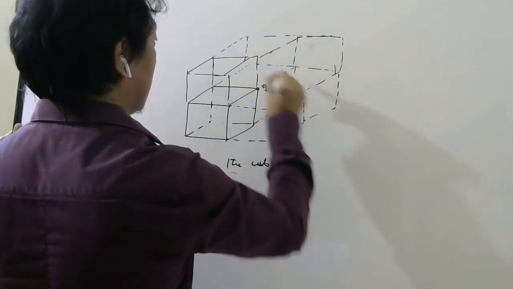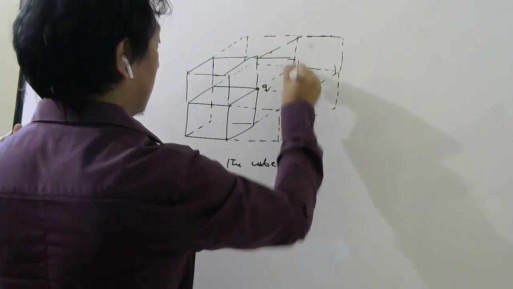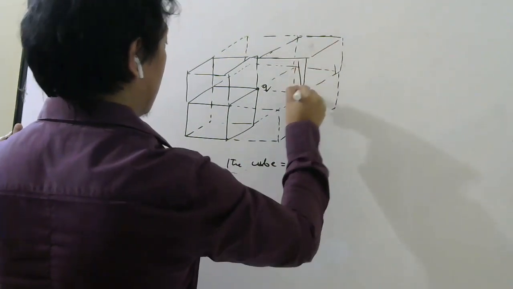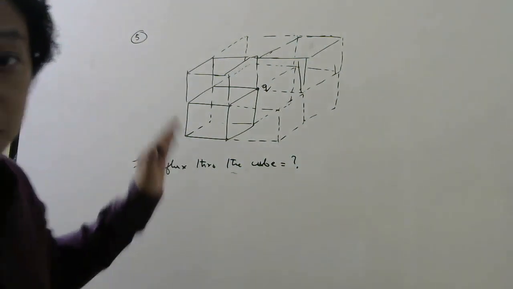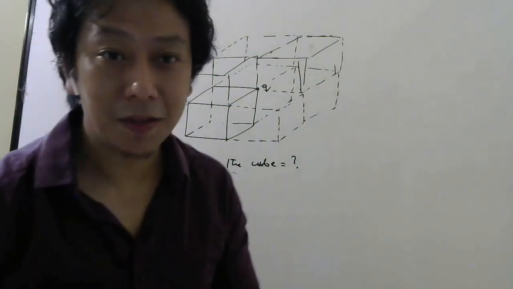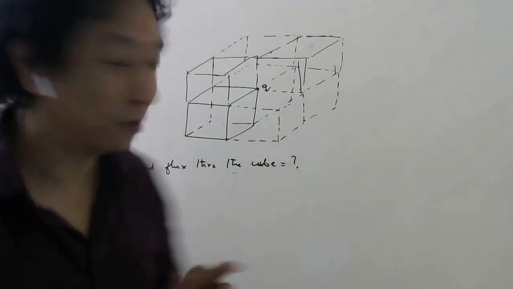Okay. So after some time, it will become very complicated. Yeah. So if you see carefully, how many total number of cubes are there now? 8 cubes are there. 8 cubes.